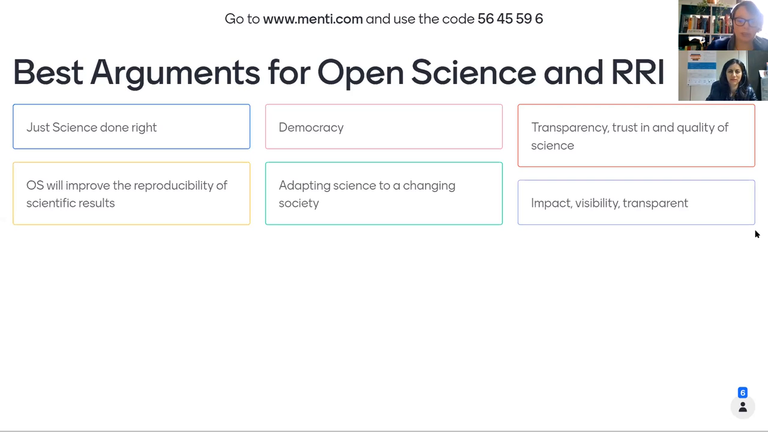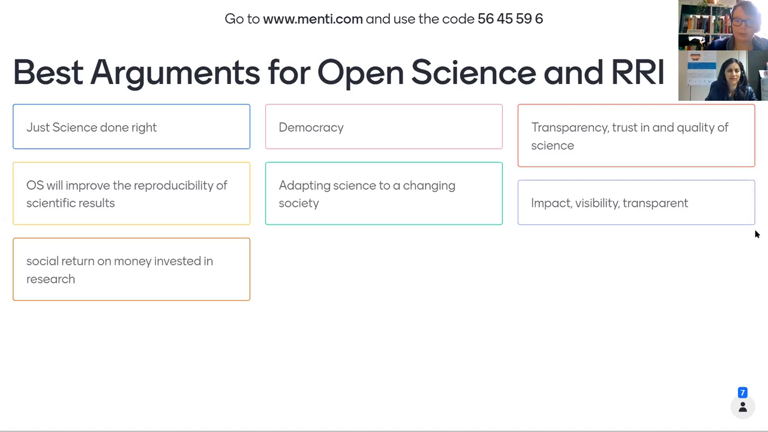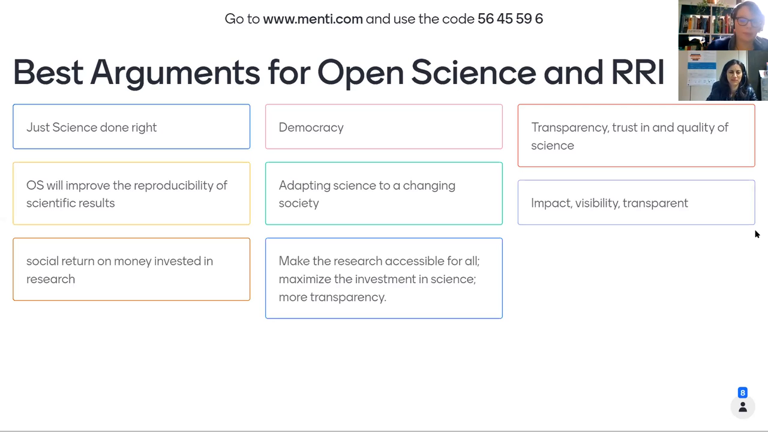Adapting science to a changing society, impact, visibility, transparent. Open science will improve the reproducibility of scientific results. Social return on money invested in research, transparency, trust in, and quality of science. These are lovely. Make the research accessible, maximize the investment in science, more transparency.